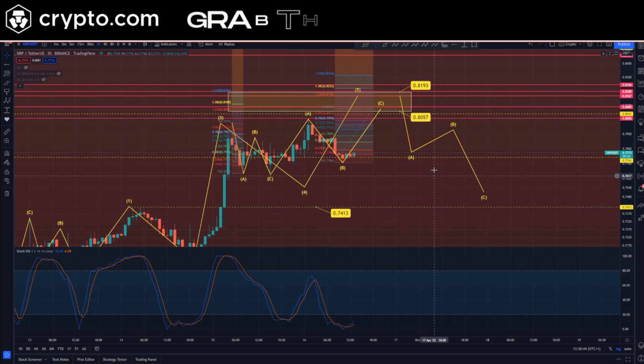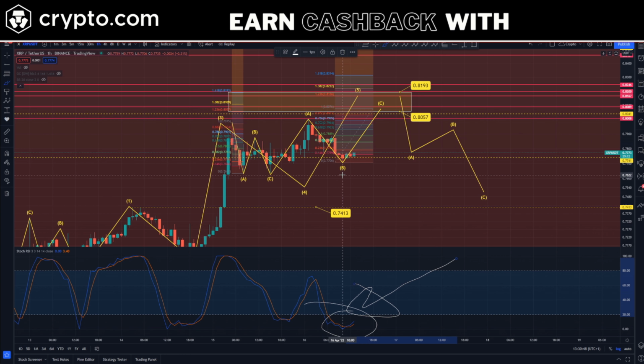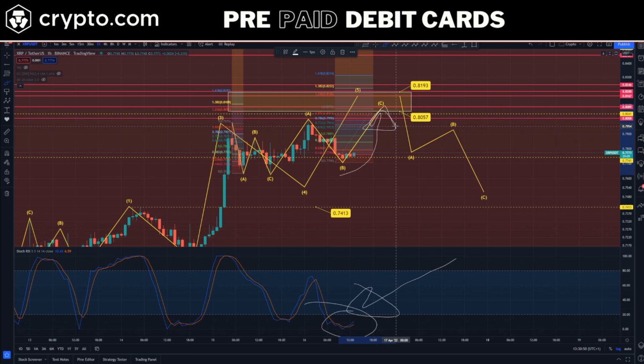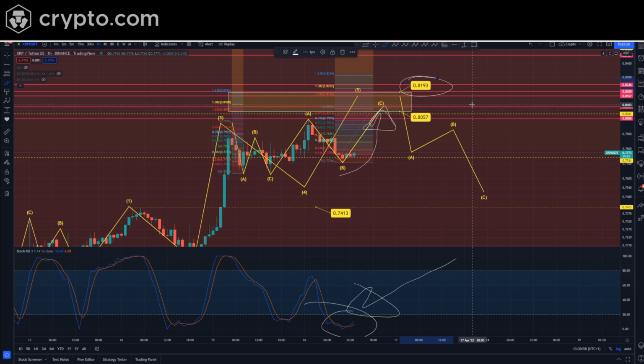Now, what I'll do is bring back the stochastic RSI here so we can understand the momentum. We are oversold, so this is going to support that move to the upside just here. Okay, so for XRP, we should be thinking 80.57 minimum, and of course the higher range here being 81.93.